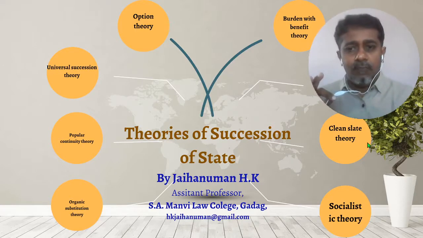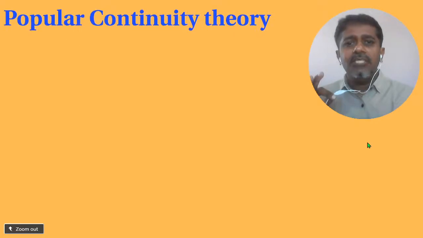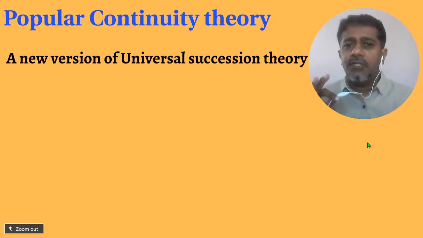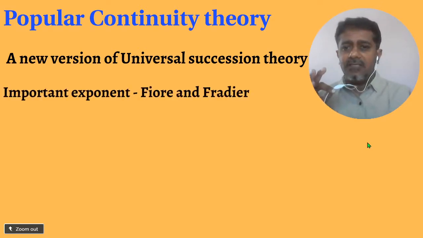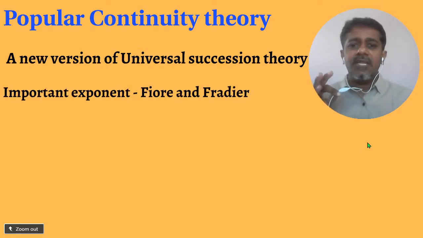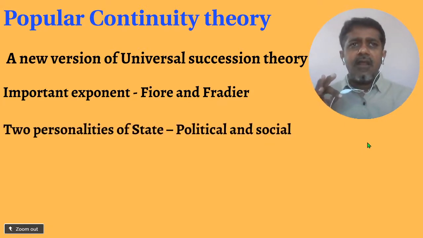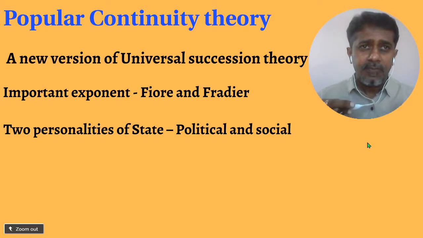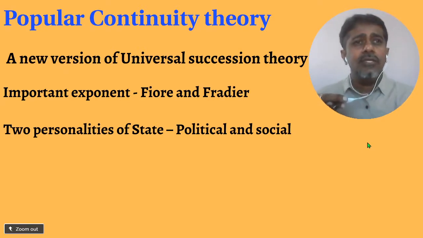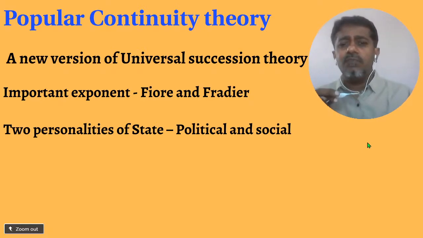So let us proceed further with the popular continuity theory. As I told, it's a new version of universal succession theory. Important exponents are Fiore and Fredier. These are the important exponents, and they asserted that there are two kinds of personalities which a state is going to have. Every state is going to have two personalities. One is political personality, and the second one is social personality. What is this political personality and what is the social personality?